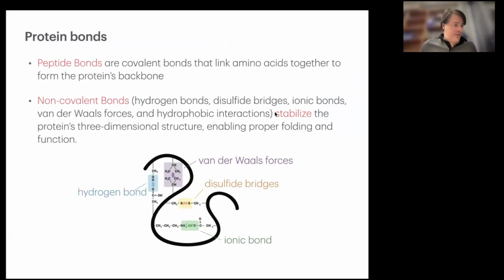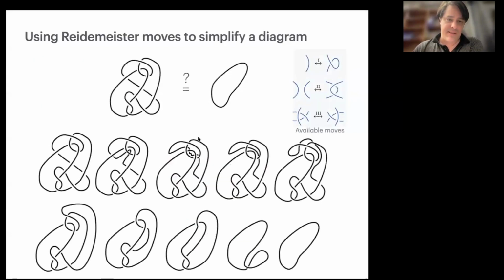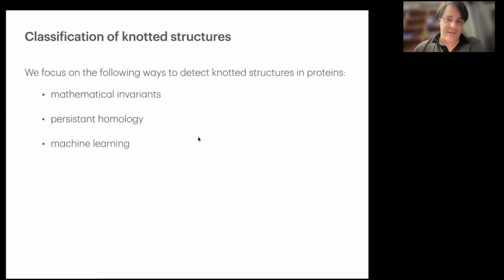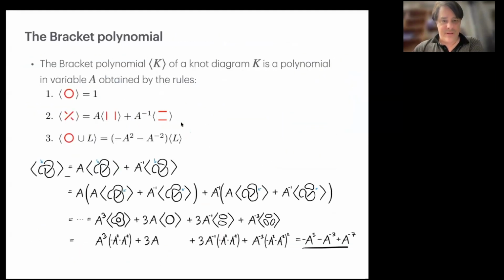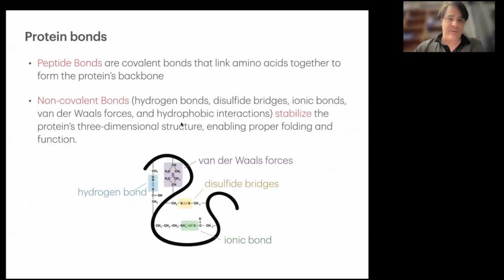Now I want to talk about lassos, because that's the part we are working on in the persistent homology. So lassos, like we said before, are knots that also have these intramolecular bonds. So first, let us see what types of bonds we have.